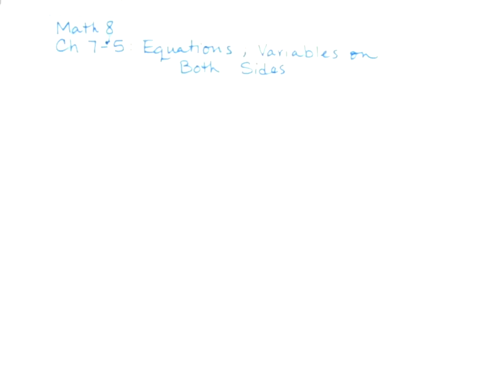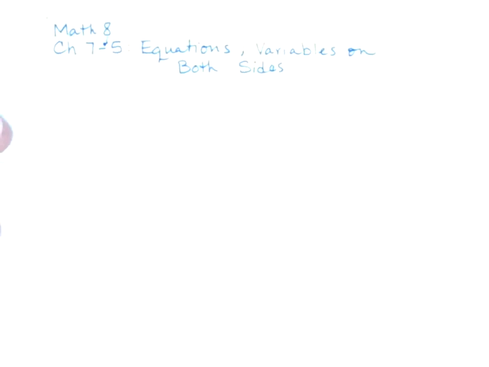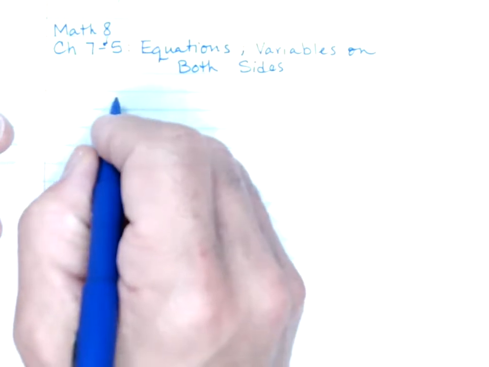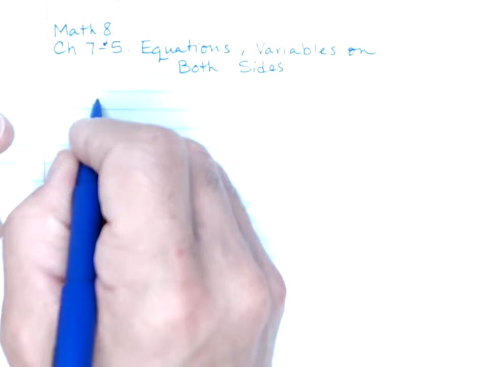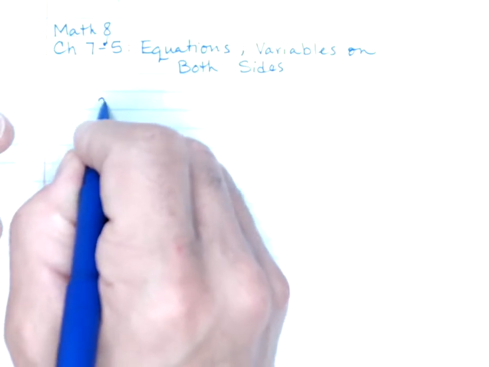Okay, this is another video from Math 8. This is Chapter 7, Section 5, Equations with Variables on Both Sides. This is the last section we'll be teaching and learning for this material. I'm just going to break this down real simple.